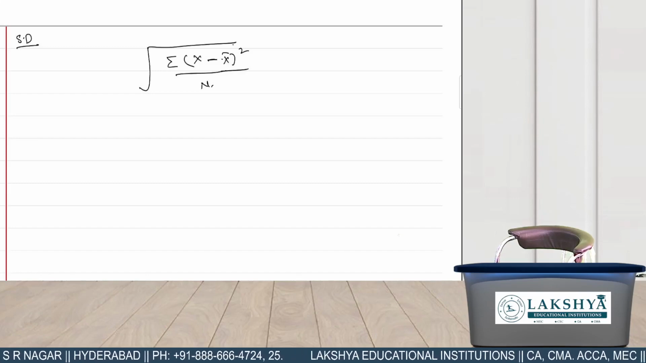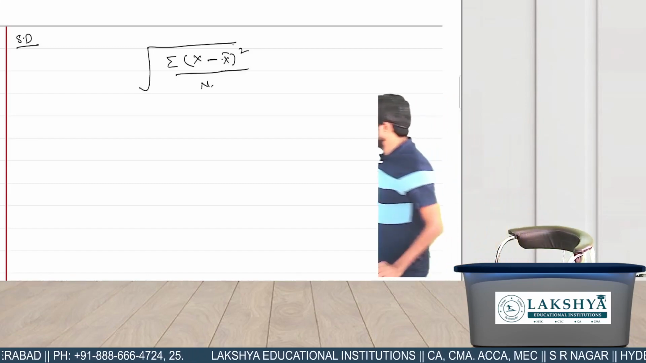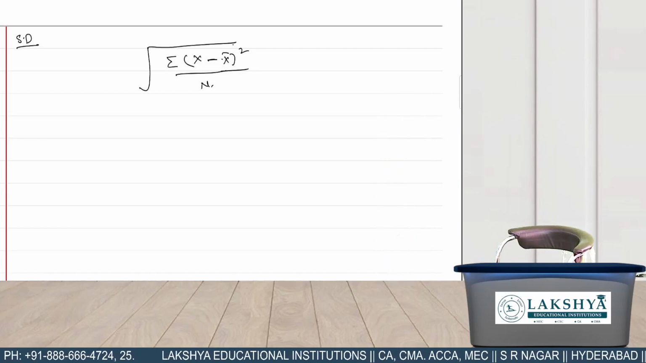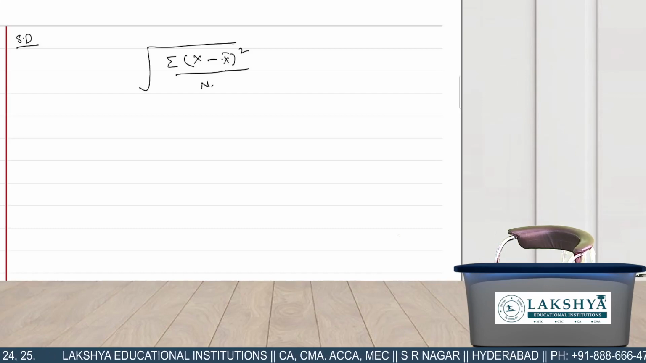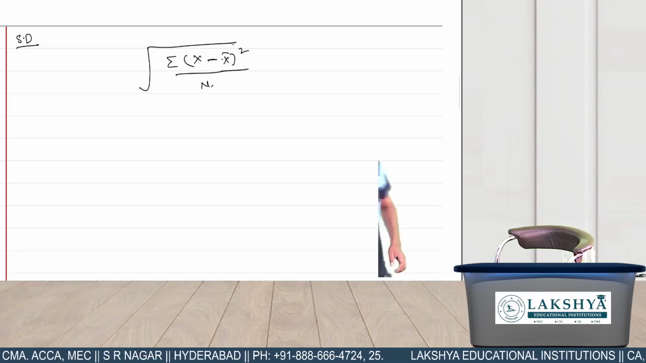Okay see, observe this formula. X minus x bar sometimes may be positive or negative, but the whole square converts it into positive. Sum of positive numbers is positive. Positive quantity by n is always positive. Therefore in the root this expression is always positive. Hence it is always greater than 0, and an absolute measure of dispersion is always greater than 0.